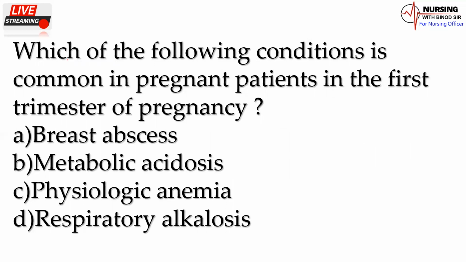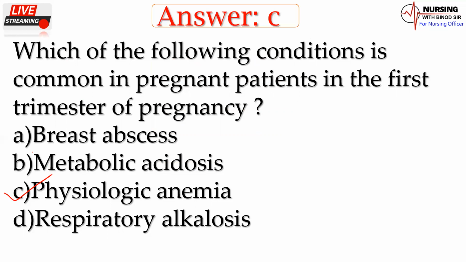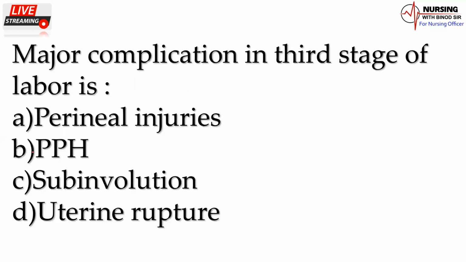Now we'll come back to the next question. Which of the following conditions is common in a pregnant patient in the first trimester of pregnancy? Breast abscess, metabolic acidosis, physiologic anemia, or D option, respiratory alkalosis. So here the answer will be physiologic anemia, the C option. You must remember this one.